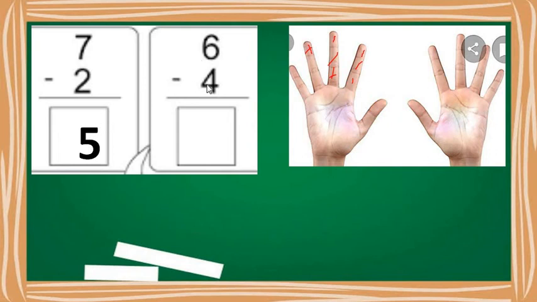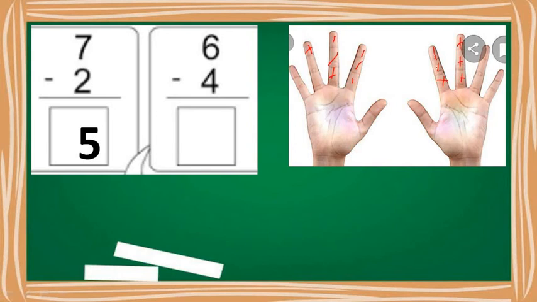Next is 6 minus 4. The sum is 6 minus 4. It means we have to count 6 fingertips first. Let's do it. Count with me. 1, 2, 3, 4, 5, 6. Now, what should we do? You all know very well. Would you like to do it by yourself? Huh? Let me help you. Start counting with me. 1, 2, 3, 4. Now see how many fingertips are remaining there.